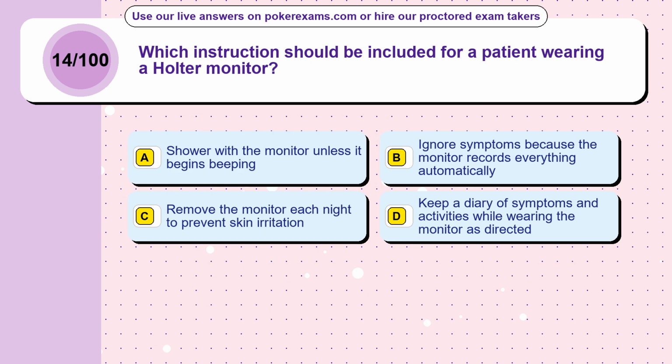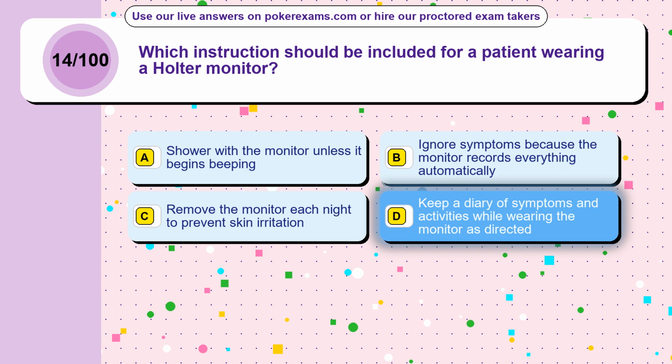Question 14. Which instruction should be included for a patient wearing a Holter monitor? Option A. Shower with the monitor unless it begins beeping. Option B. Ignore symptoms because the monitor records everything automatically. Option C. Remove the monitor each night to prevent skin irritation. Option D. Keep a diary of symptoms and activities while wearing the monitor as directed. The correct answer is option D.